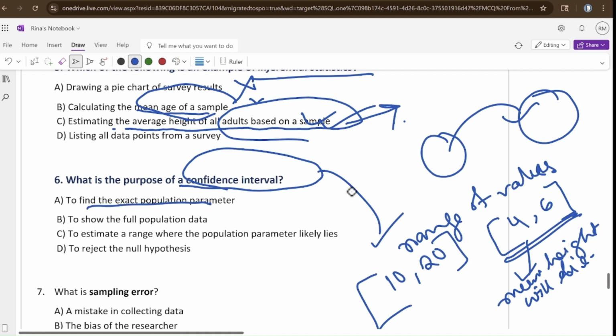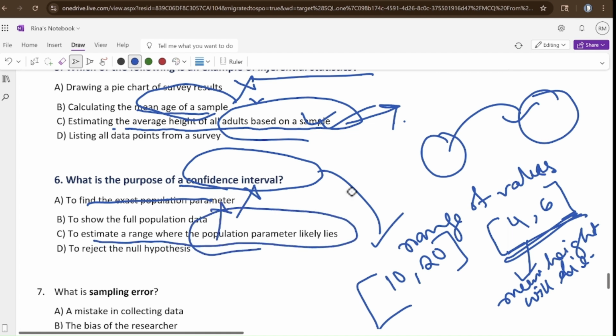So to find exact, no, not exact, I told you this is a range. To show the full population data, that is not true. To estimate a range where the population parameter likely lies. Exactly. From sample, we are trying to guess what will be the range where the population parameter will lie. Okay, this is the answer.